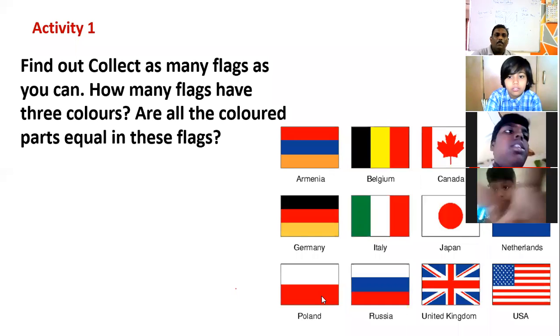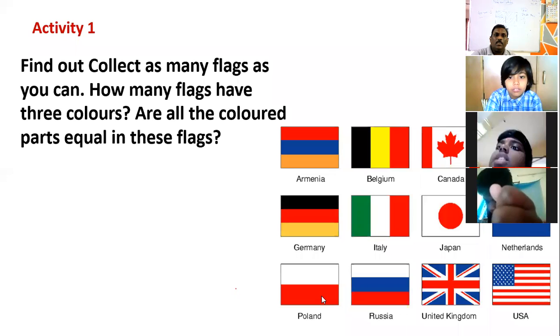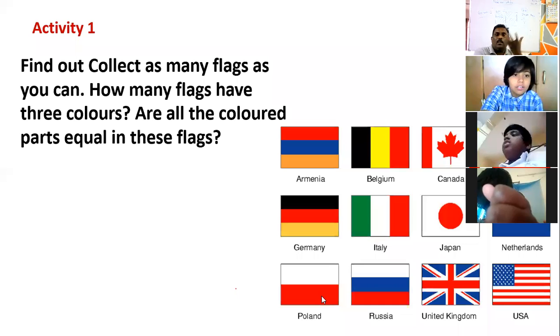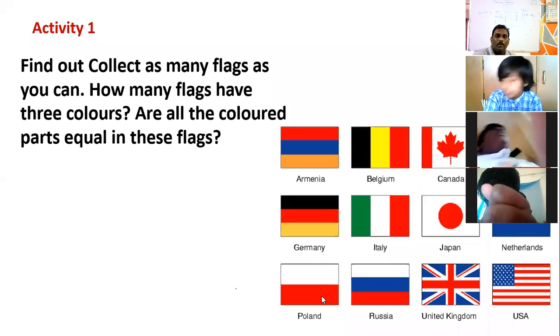Now one activity, the magic top activity. In childhood you might have played with this magic top. Take a circular plate.